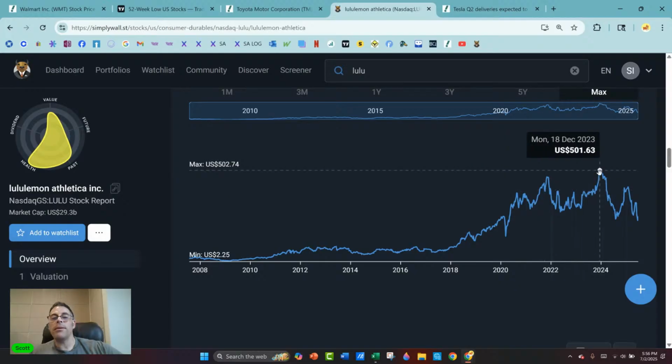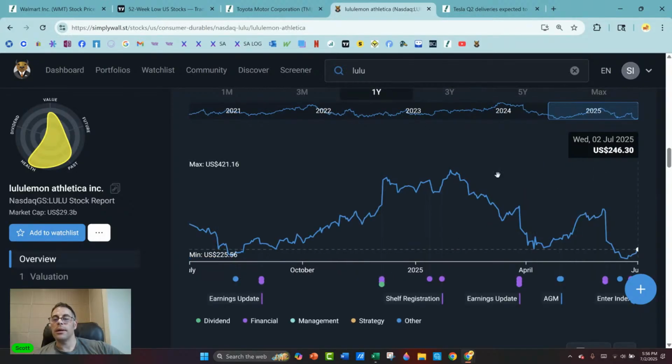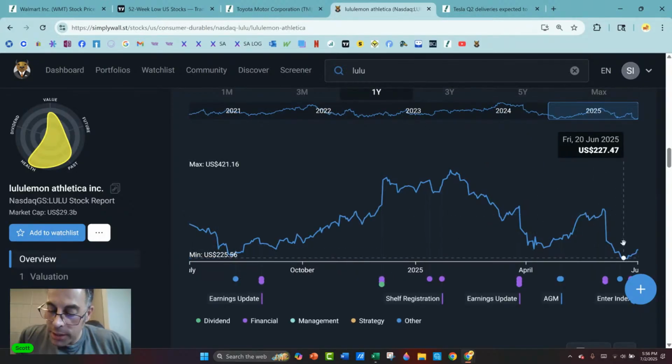So Lulu peaked at over 500, which is crazy, over 500. And then a 50% drop in 8 months. So that's in 2024. It had a 50% drop. So it looks like it's at a good price point.